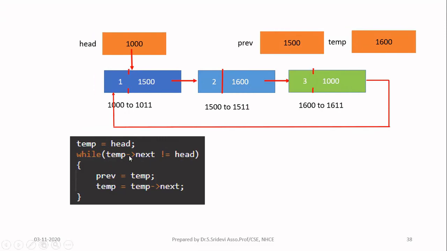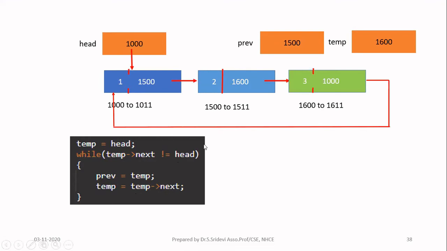This is a condition for tracking the last node. When you reach the last node, you have to make some changes. Before that, we have to do two things. One is, whatever the current temporary node is, we store it as the previous node. Then we take the next of the temp node and keep it in the temp variable.